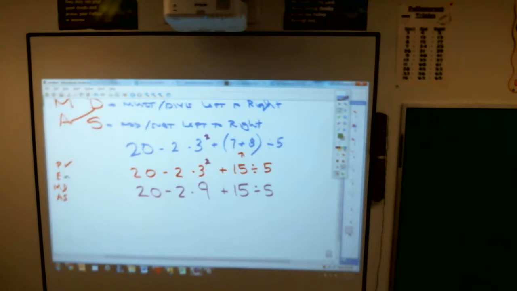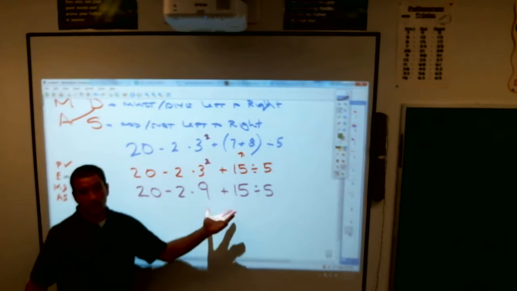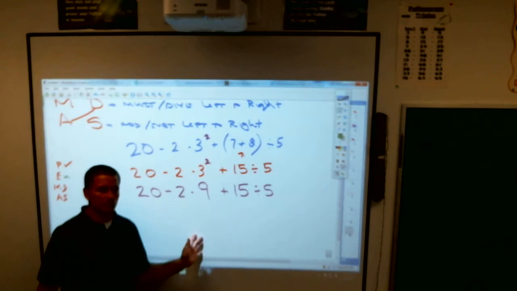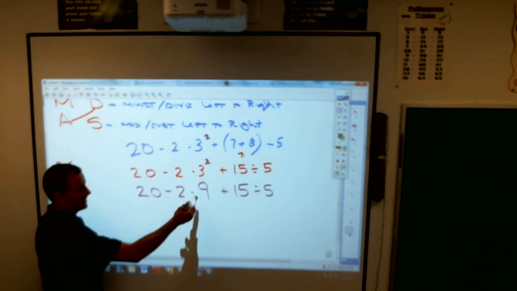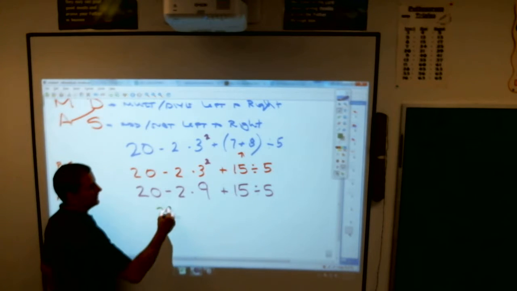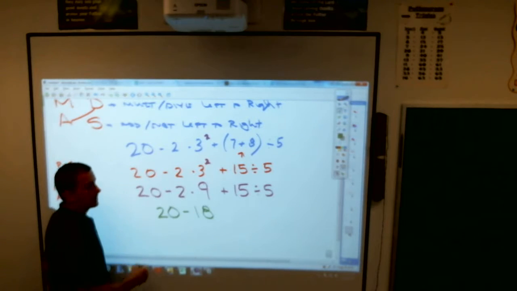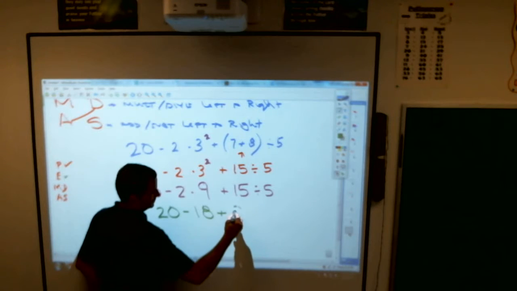Alright, so that puts us at the multiplication division thing. Now notice there is one multiplication, one division, and when you do that, you do it from left to right. These fall on the same level. You don't do one before the other. So as you read it, that's the way you do it. So 2 times 9 would come first. So 20 minus whatever 2 times 9 is, which is 18, plus whatever 15 divided by 5 is, which is 3.